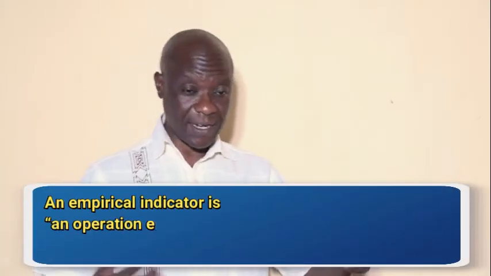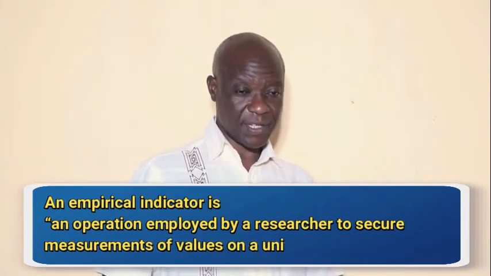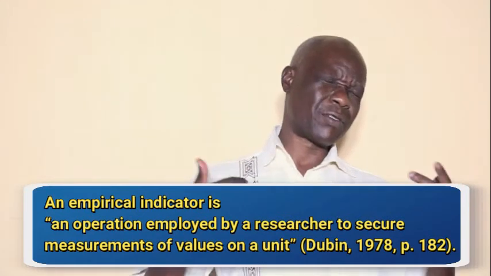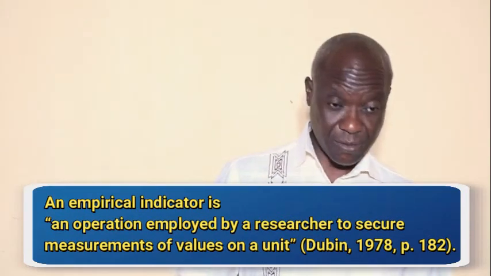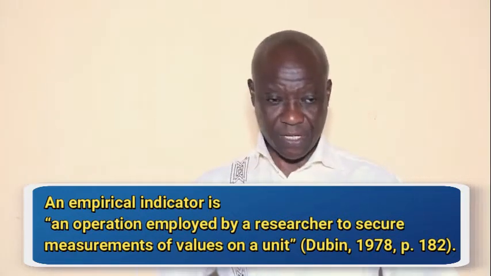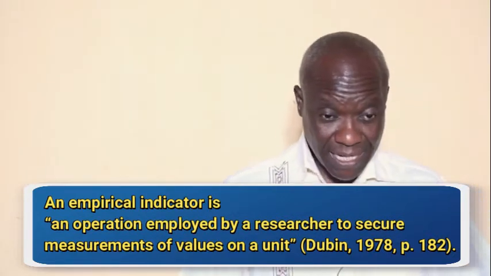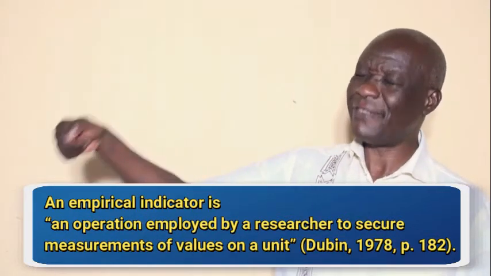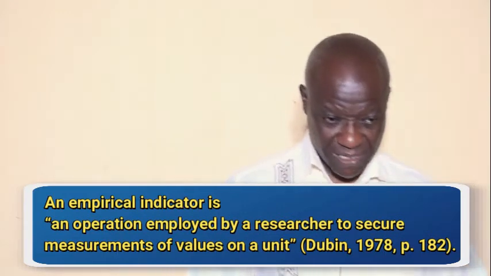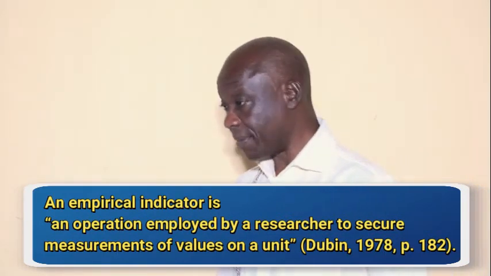So let's now look at empirical indicators, and we now know what they are because I've been talking about them. An empirical indicator is an operation employed by a researcher to secure measurements of values on a unit. Remember, when we start talking about units, we are talking about concepts. So you must have an empirical indicator, right? An operation that you are going to employ as a researcher to secure measurements of values on a particular unit. So empirical indicators are measurements using some kind of instrument, right?